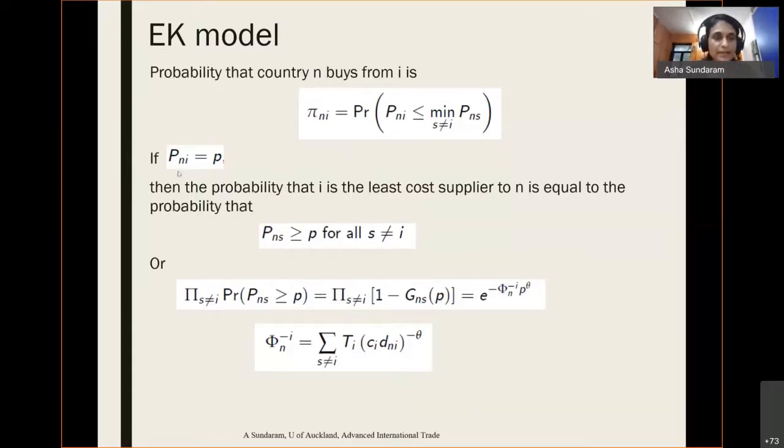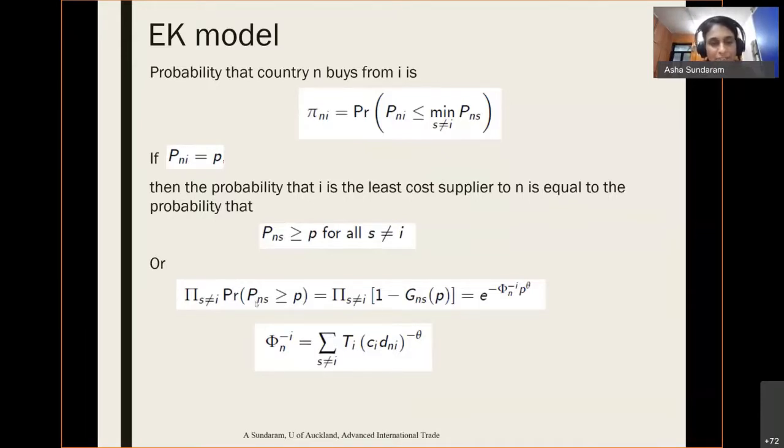Okay, so suppose that p_ni is a constant, so the price of cars in India is equal to p. Then for each potential price p, the probability that China is the least cost supplier to me is equal to the probability that everyone other than China is going to supply it to me at a higher price. So for any country s not equal to i, the price of cars to me is always greater than or equal to p. That's just another way of saying China is the least cost supplier. So it's the product of the probabilities for s not equal to i that p_ns is greater than or equal to p. So all I'm saying is, how do I calculate the probability that I import cars from China? For that, I have to calculate the probability that everyone other than China is selling at a price higher than or equal to p. So let's go one at a time.